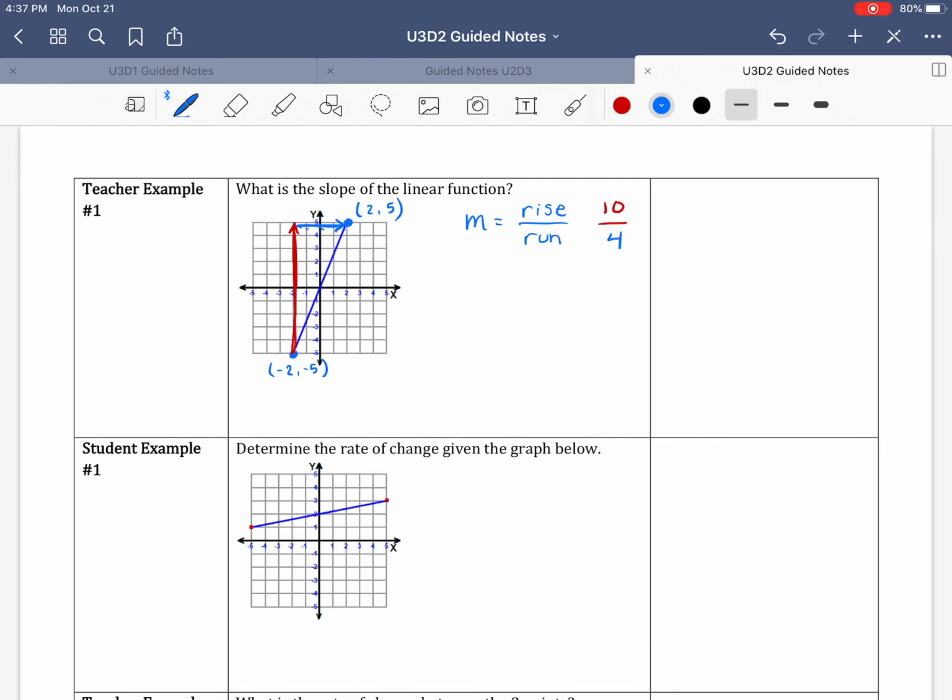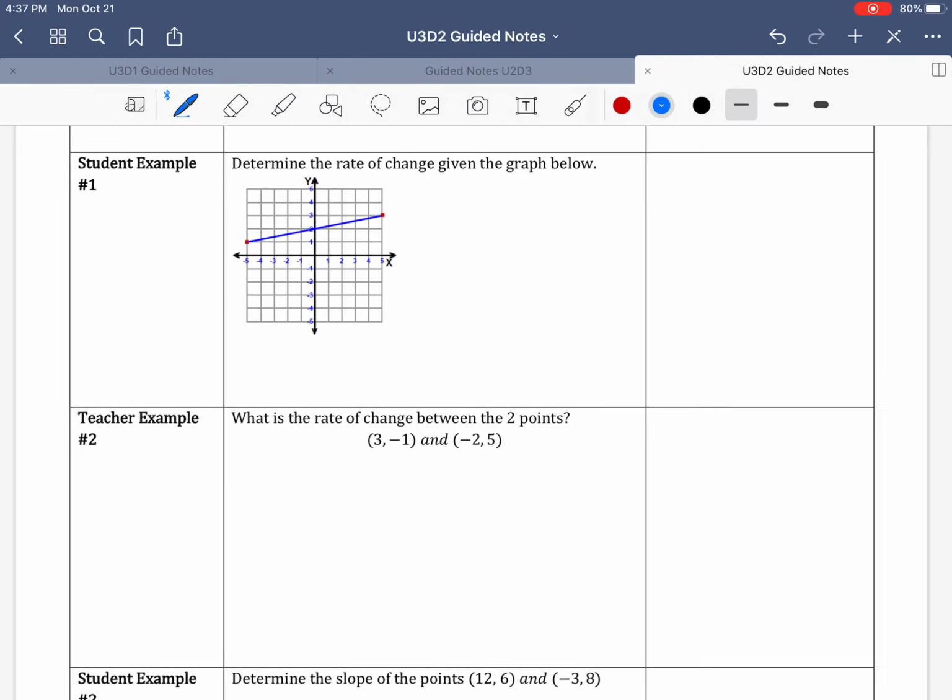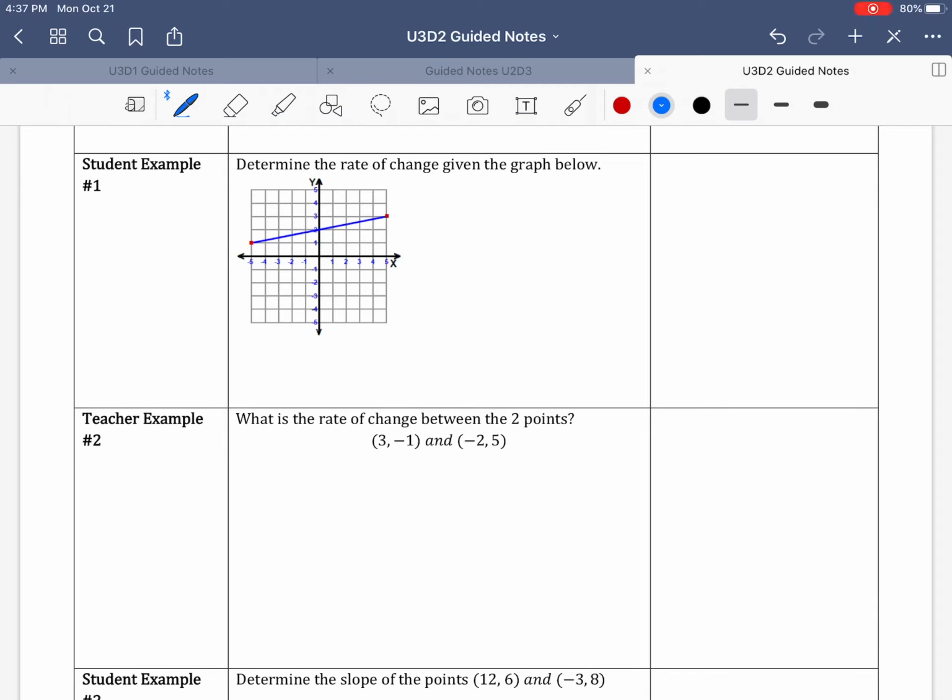Now, maybe you guys know this, or you can use a calculator to check. You can simplify that fraction. 10 over 4 is the same as doing 5 over 2 because both numbers will divide by 2. So my slope for this function is 5 over 2. Try your student example number 1 on your own, please.